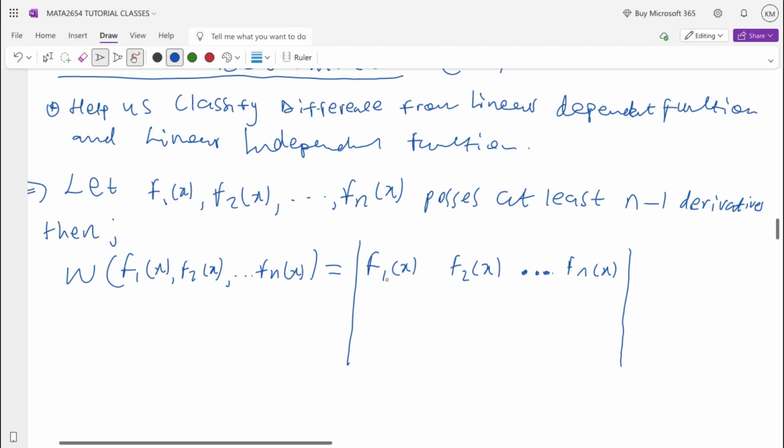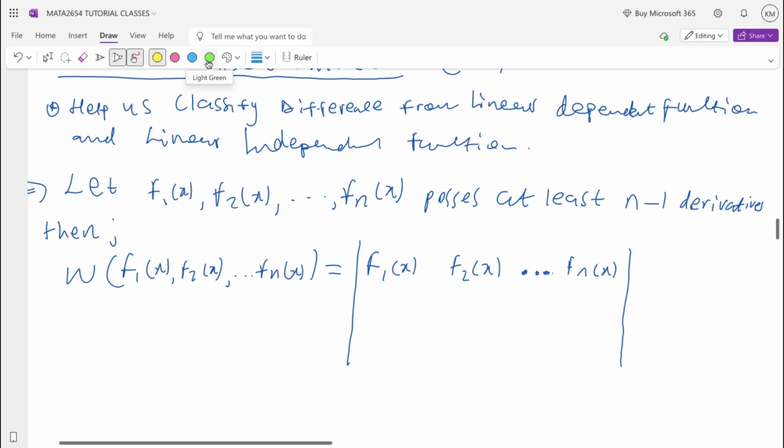Then this first column going down is going to contain f of 1 and its derivatives. Also this one will contain f of 2 and its derivatives, and this one will contain f of n and its derivative going down like that. Okay, so let's go to the statement again.